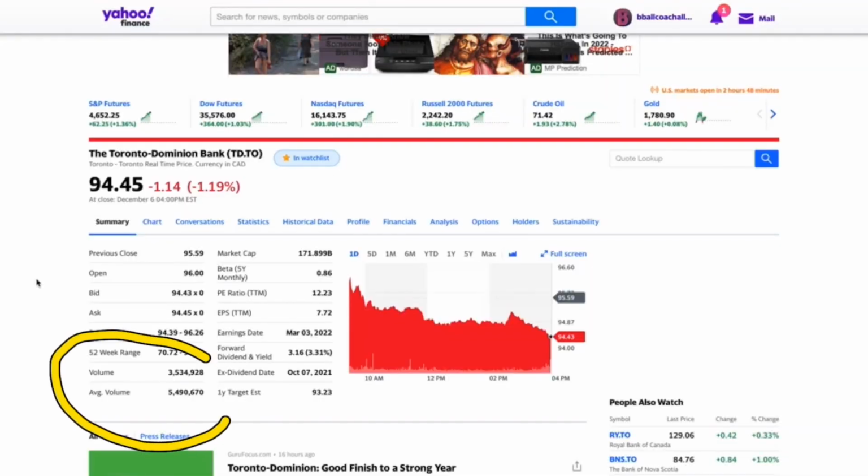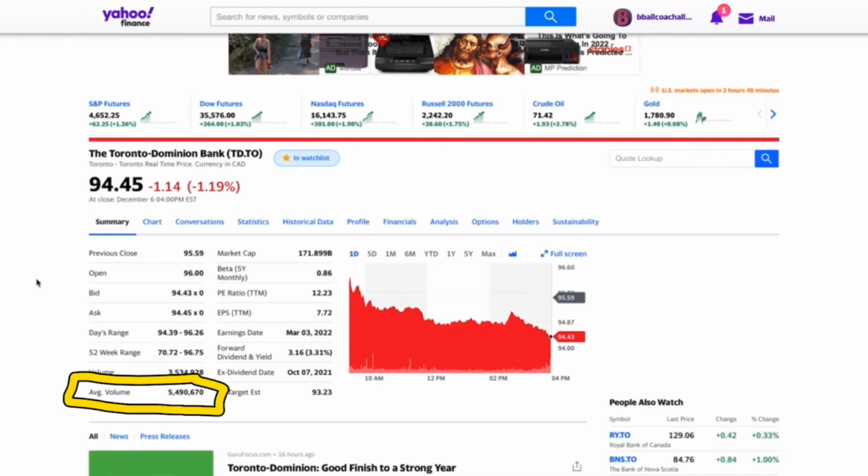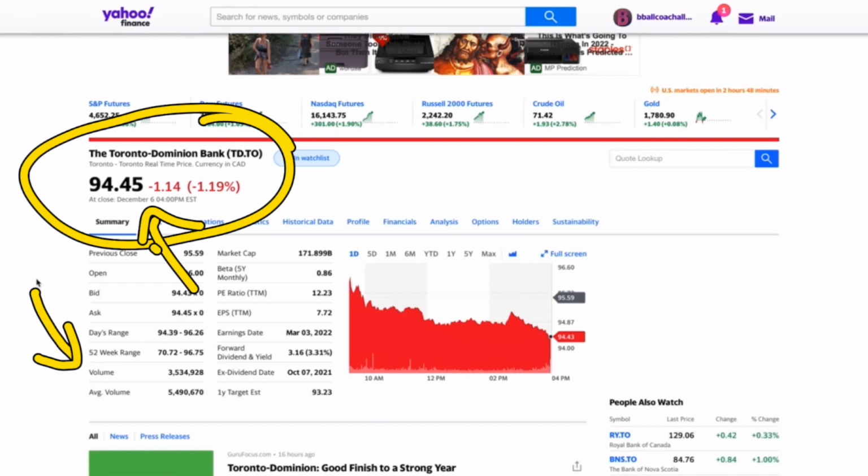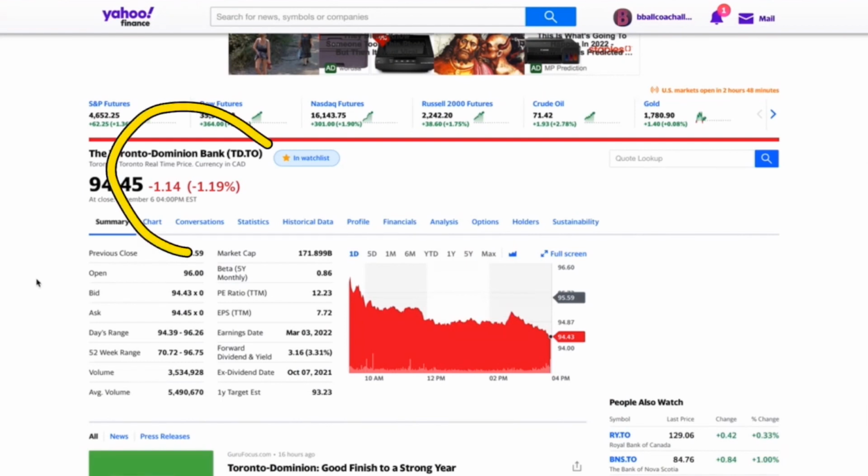The next thing I really like to look at, especially when it comes to riskier stocks, let's say Bitcoin mining stocks as an example, would be the average volume. You really want to get something that has a lot of volume because that's how many shares are being traded every single day. That is the average volume over the past little bit of time, and usually it's around 30 days for most websites, and that is the current volume as of the time of making this video. So for example, at the close of December 6th, that day had 3.5 million shares traded on a down day.